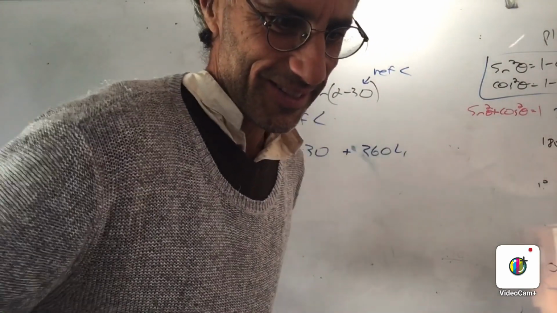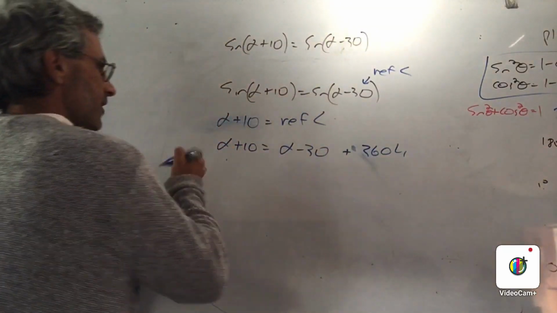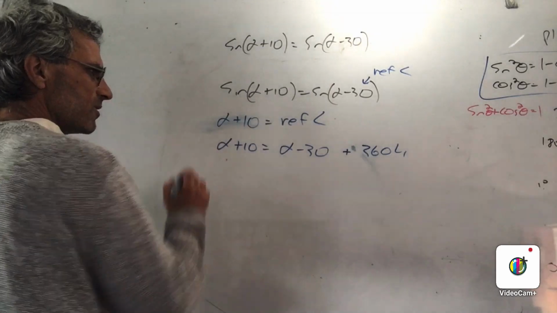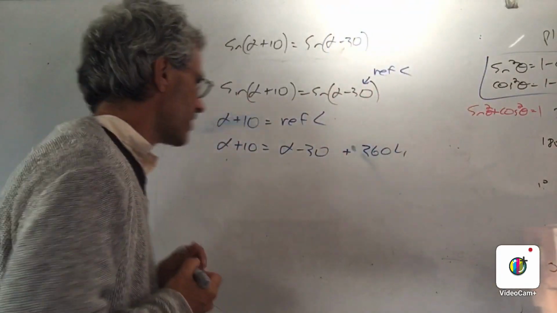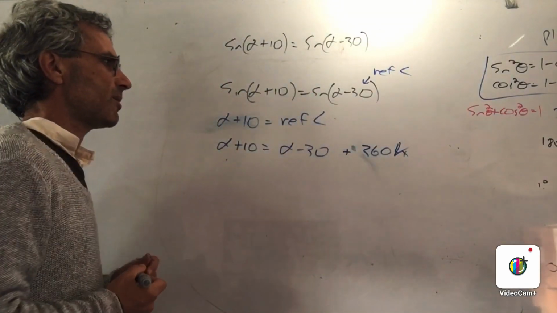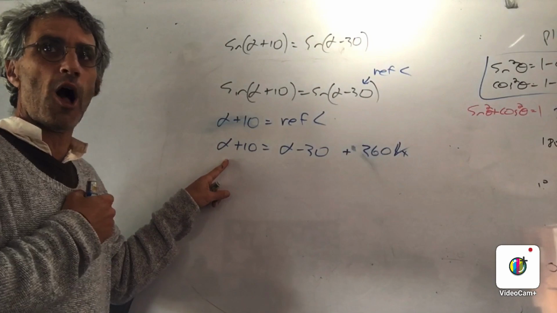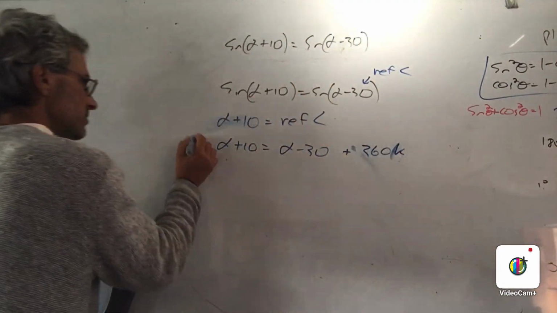But there's one more solution. Let's get that first of all. So you understand why we did that? Alpha plus 10 equals alpha minus 30 plus 360k. We want to solve for alpha. What happens now? How do we solve that? That's my first one.